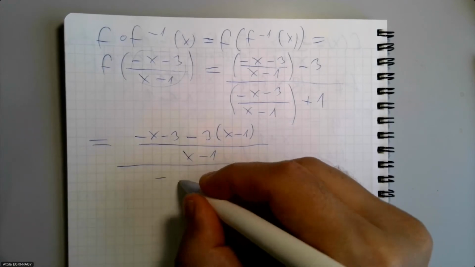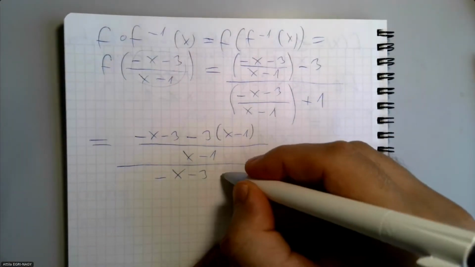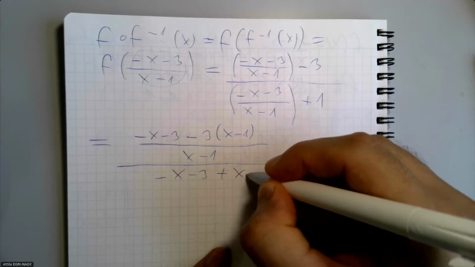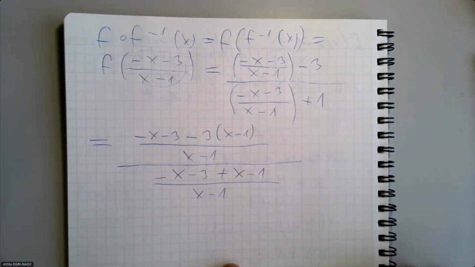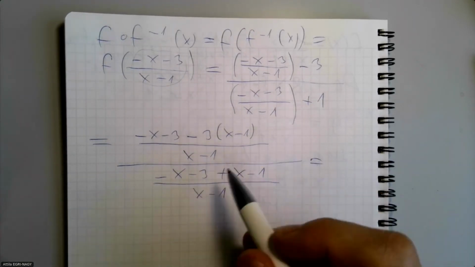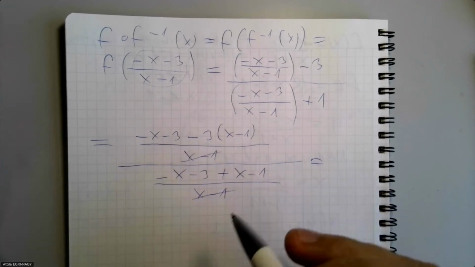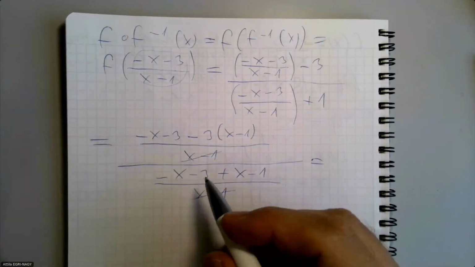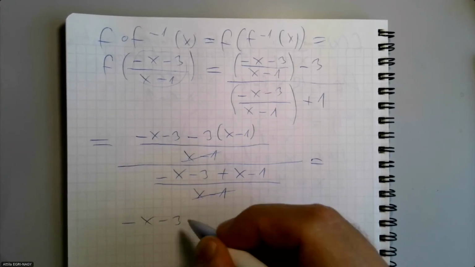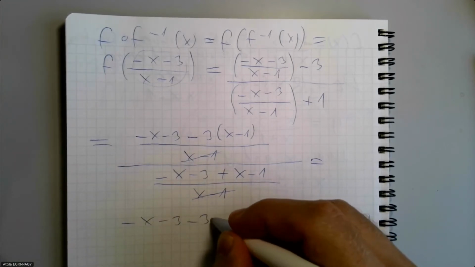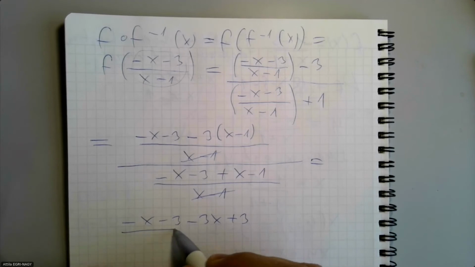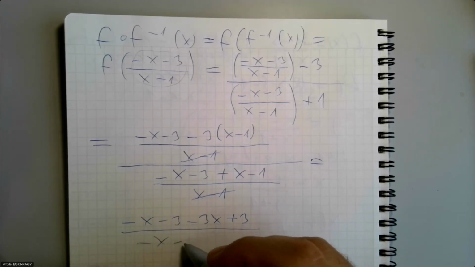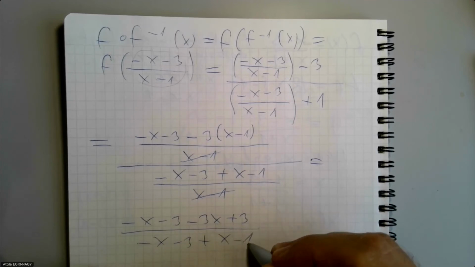And here minus x minus 3 plus x minus 3 minus 1. Okay, so I can, well, simplify by this part. That makes it easier. And now I have minus x minus 3 minus 3 times x plus 3 divided by minus x minus 3 plus x minus 1.